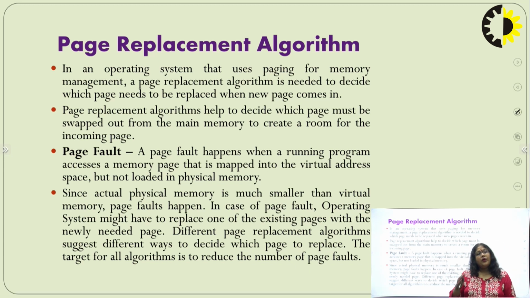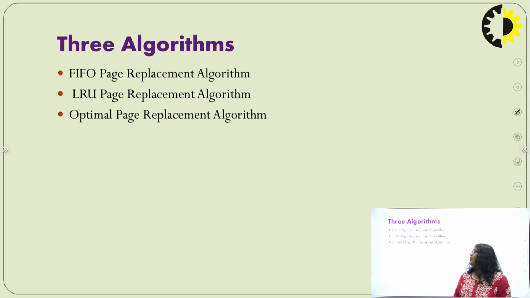And because the main memory is full, we swap out one page from the main memory and send it back to the secondary memory. So this is the basic requirement of the page replacement algorithm, because we need that particular page that we demand for use. So these are the three basic page replacement algorithms: first is FIFO, second is LRU, and third is optimal.